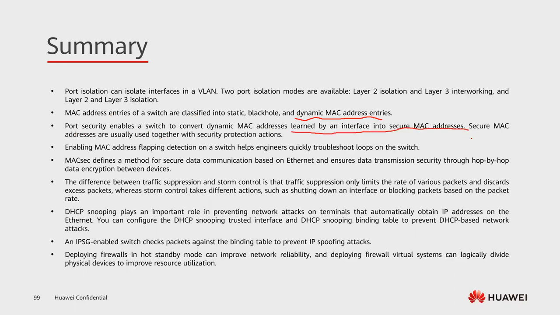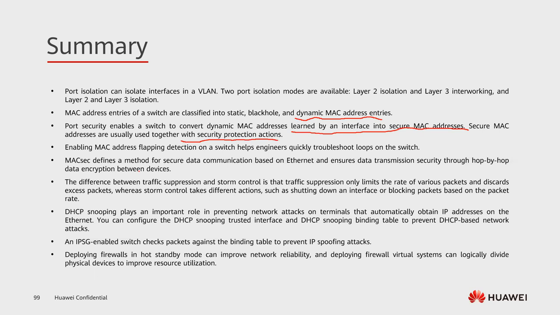Secure MAC addresses are used together with security protection actions. Enabling MAC address flapping detection on a switch helps engineers quickly troubleshoot loops on the switch. MACsec defines a method for secure data communication based on Ethernet, ensuring data transmission security through hop-by-hop data encryption between devices. The difference between traffic suppression and storm control is that traffic suppression only limits the rate of the packets and discards the excess packets, whereas storm control takes different actions: it will shut down or block the interface.